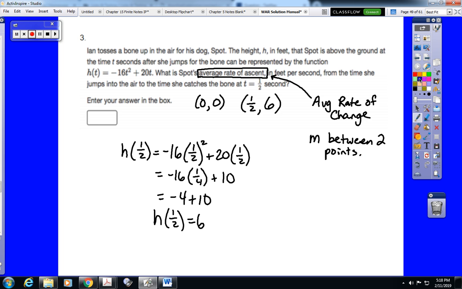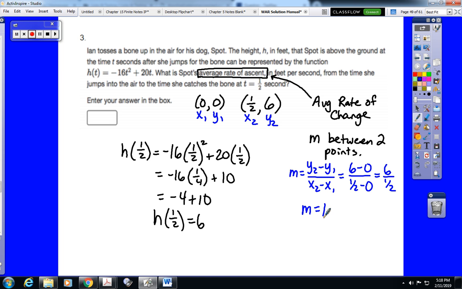So we have here x1, y1, x2, y2, and we're going to plug into the slope formula, y2 minus y1 over x2 minus x1. Now that's actually relatively easy to do. That's 6 minus 0 divided by 1/2 minus 0, or 6 divided by 1/2. So that would be 12 feet per second. And we would answer a 12 in that box. It's a very challenging question.